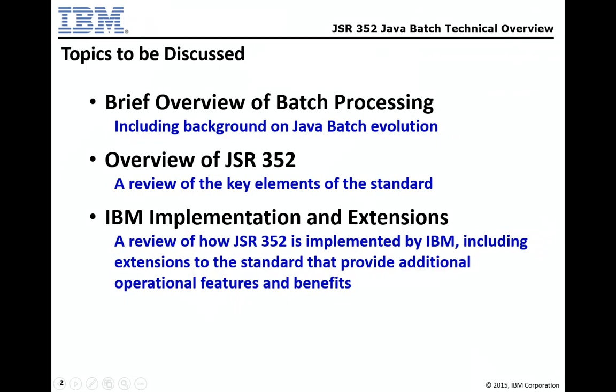In this presentation, we'll cover three topics. First, we'll provide a brief overview of batch processing. We do this as a way to set context and provide some background on the evolution to batch processing using Java. That evolution led to the development of an open standard for Java batch processing, which was JSR352, the open standard specification for Java batch processing. In this section, we'll offer a general review of the standard. This will help you understand what the standard provides.